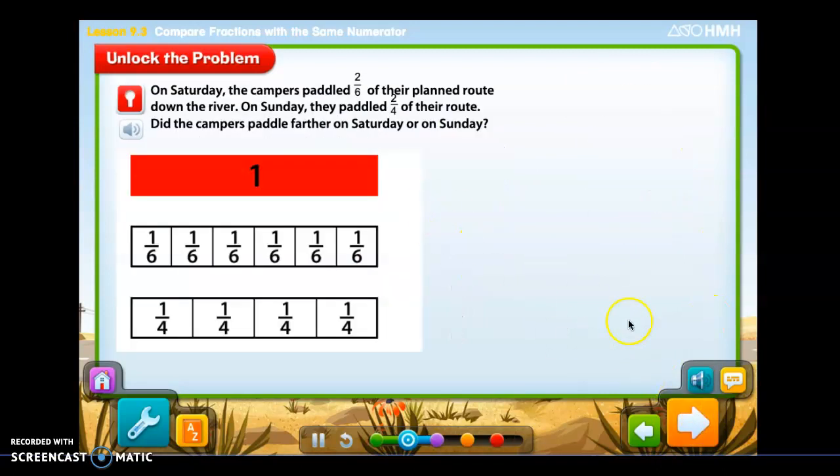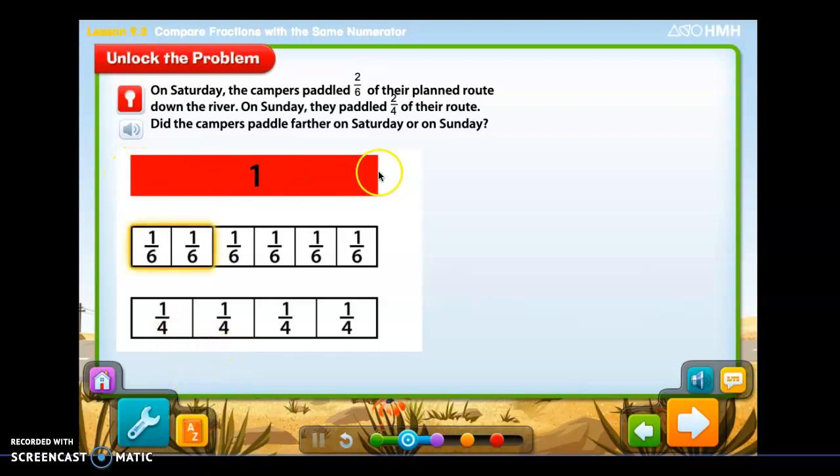Let's compare fractions using distance traveled. Let's unlock the problem. Use fraction strips to model the problem. The red strip shows the distance of the whole trip. This fraction strip shows more parts in the whole. Shade 2 parts to show 2/6.